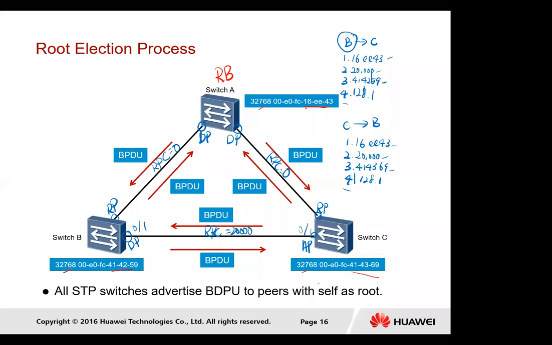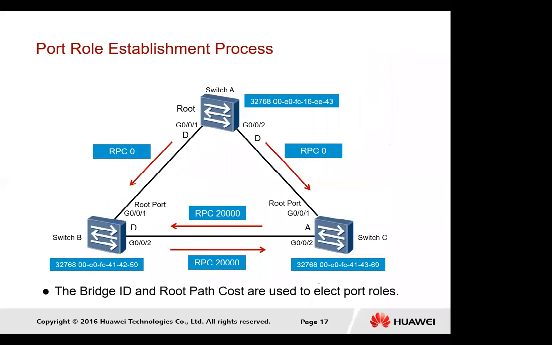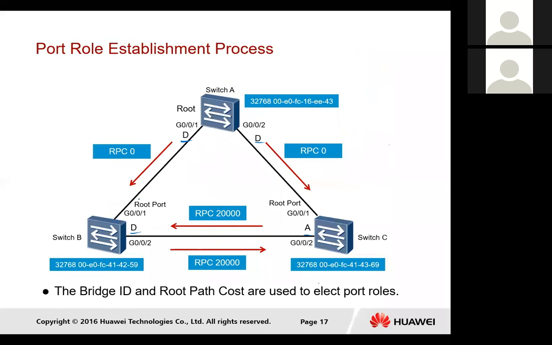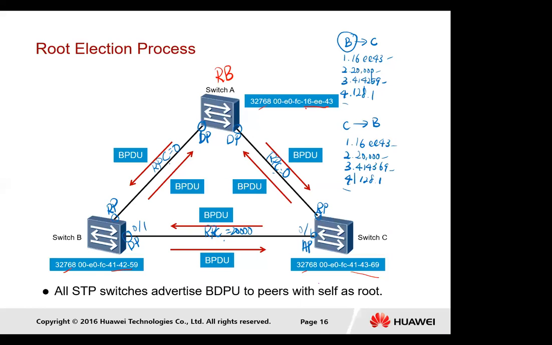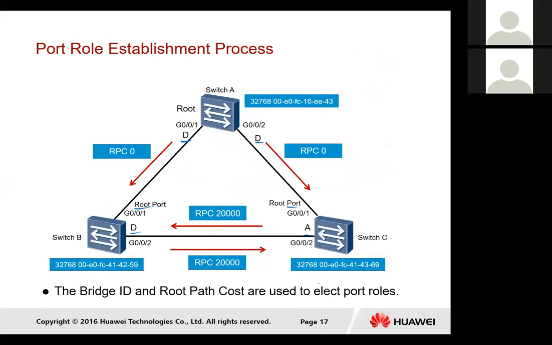All right. So that is the first part on the root. This one is purely the root election. On the next page is port role establishment. So you see that there is a designated, alternate, and this is a root port. As what I drew just now, with the information RPC 0, RPC 0, RPC 20,000, that is how they compare and how they come out with this election.